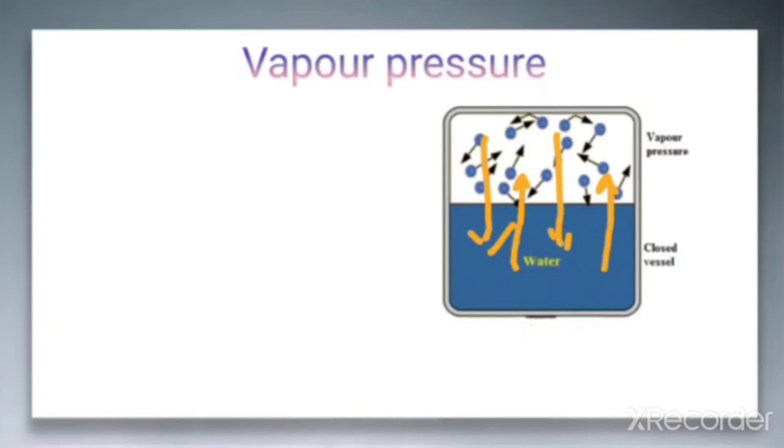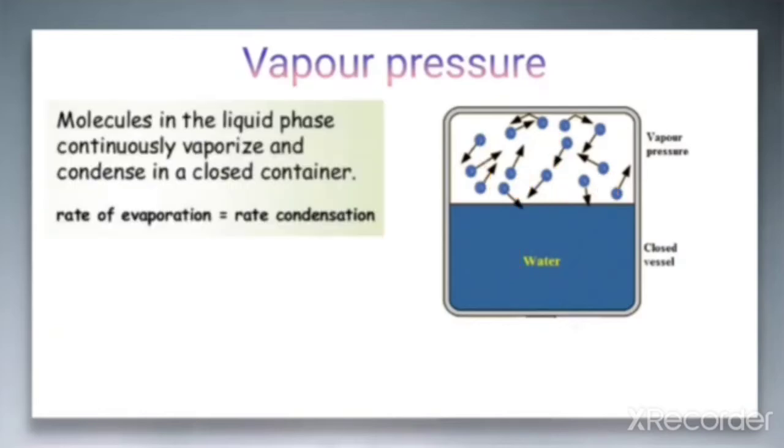So when the molecules in the liquid phase continuously vaporize and condense in a closed container, a stage where the rate of vaporization becomes equal to the rate of condensation is called the equilibrium stage. Very important point: what is the equilibrium stage? When the rate of evaporation and the rate of condensation are equal, we can say that a stage is reached which is called the equilibrium stage.